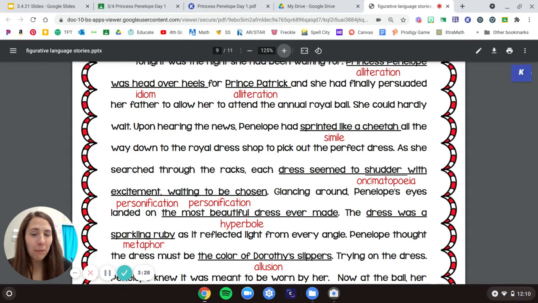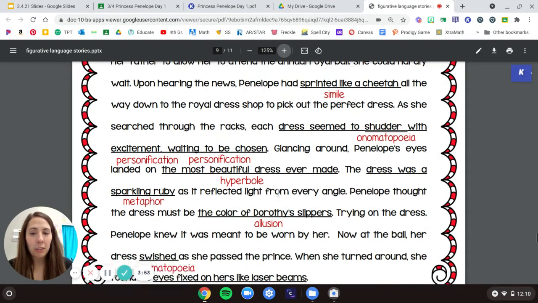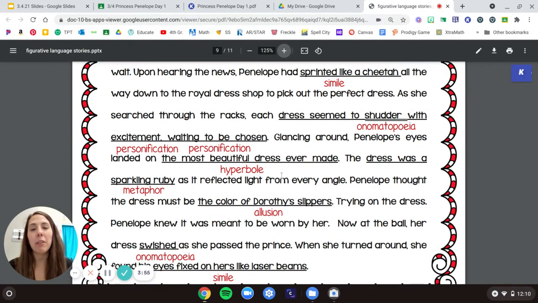Shudder is the onomatopoeia, but the personification is the dress seemed to shudder with excitement. And the second one is right after it because dresses don't wait around, right? So it's waiting to be chosen. So there's 2 personifications in a row. It might have seemed like 1, but because there's that comma separating them, it's actually 2. Our hyperbole was the most beautiful dress ever made. Really, Penelope? Ever? Right?